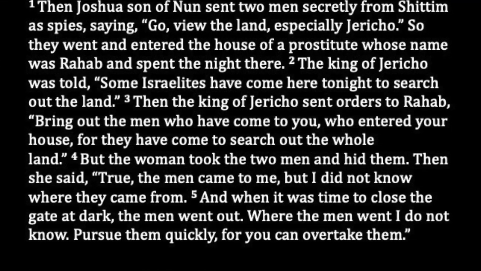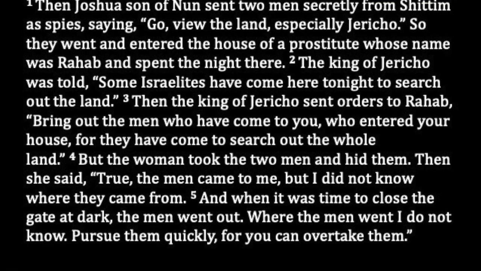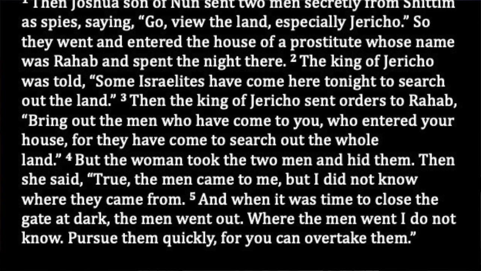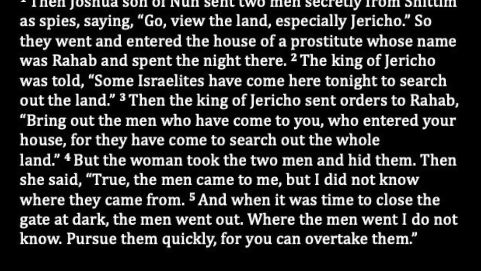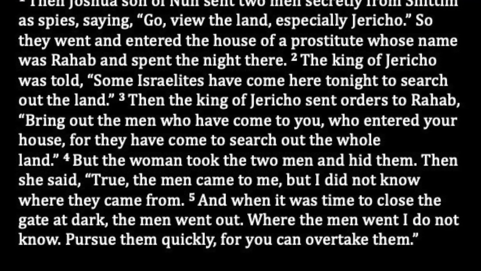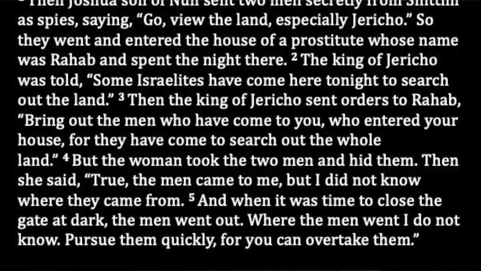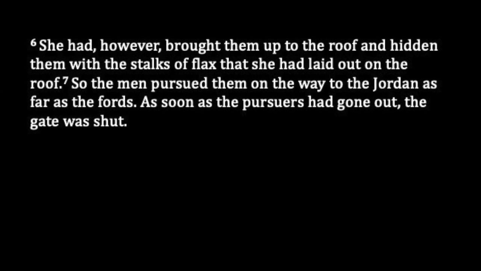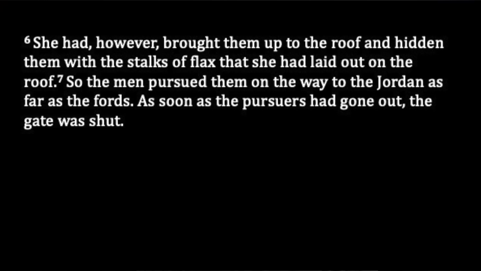But the woman took the 2 men and hid them. Then she said, 'True, the men came to me, but I did not know where they came from. And when it was time to close the gate at dark, the men went out. Where the men went, I do not know. Pursue them quickly, for you can overtake them.' She had, however, brought them up to the roof and hidden them with the stalks of flax that she had laid out on the roof. So the men pursued them on the way to the Jordan as far as the fords. As soon as the pursuers had gone out, the gate was shut."